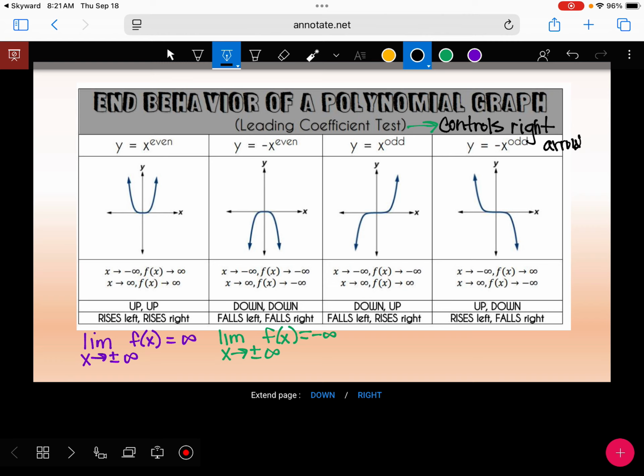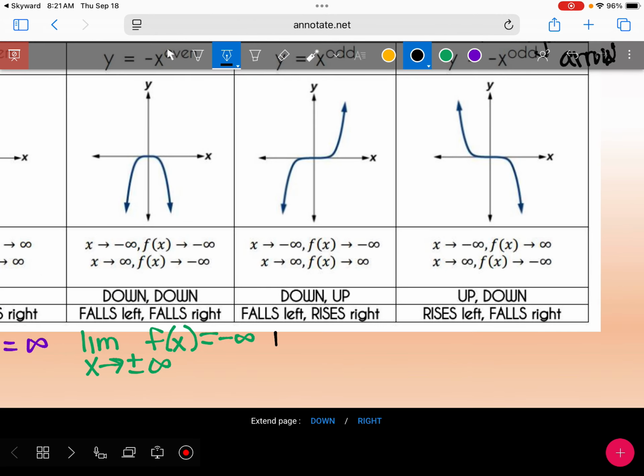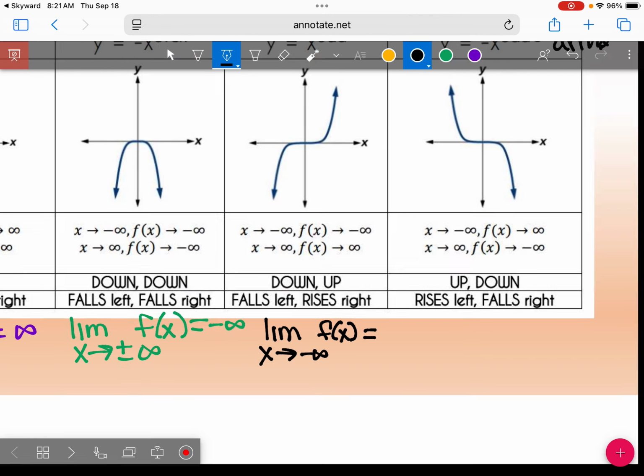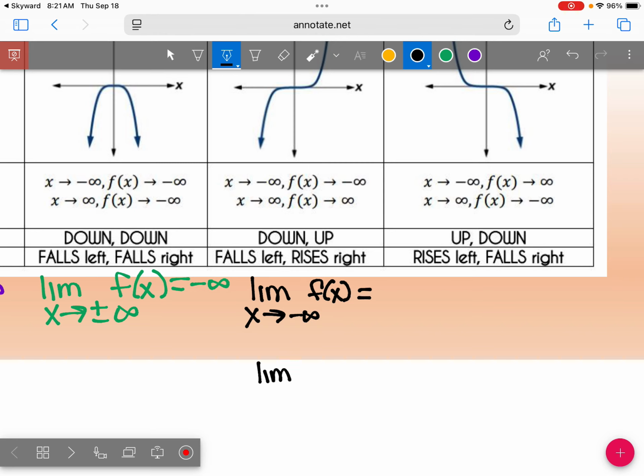So if it's odd positive, that means that the right side will go up and the left side will do the opposite, which is go down. So let's express that as a limit. So I would say the limit, now I can't write one, I have to separate it because they're not doing the same thing. As x approaches negative infinity, and then I also have a limit as x approaches positive infinity.